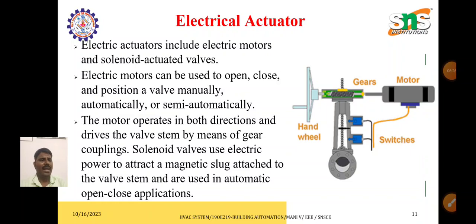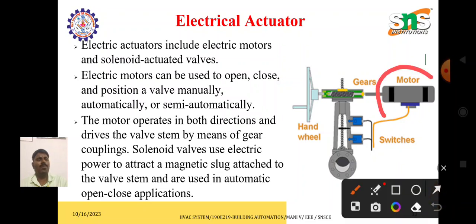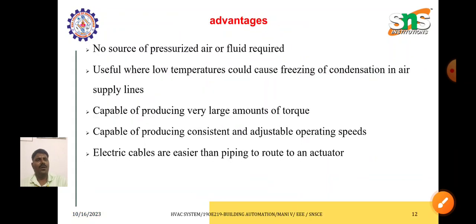And this is an electrical actuator. In an electrical actuator, the valves are controlled with the help of an electrical motor coupled with a gear coupling. The advantage is that there is no need for a source of pressurized air. It is capable of producing a very huge amount of torque also. Electric cables are much easier to route in the piping to the actuator.